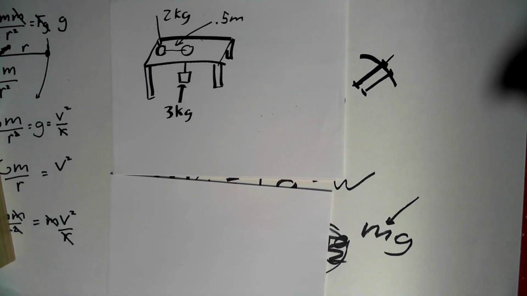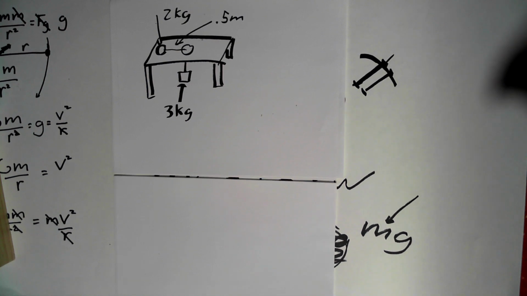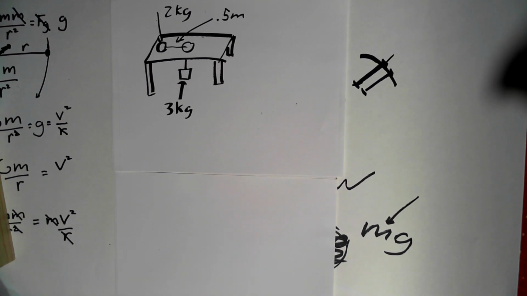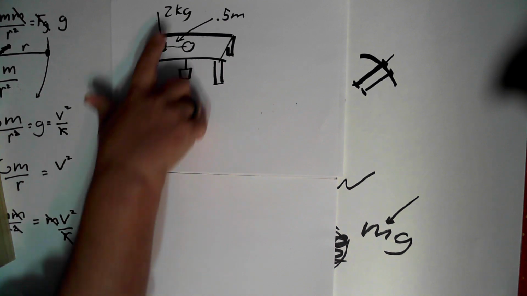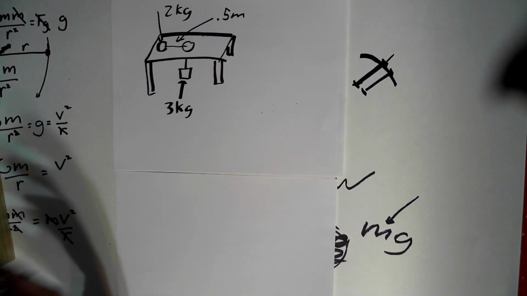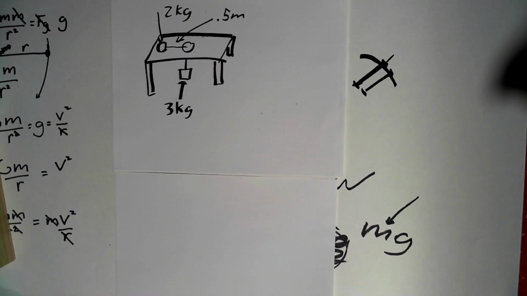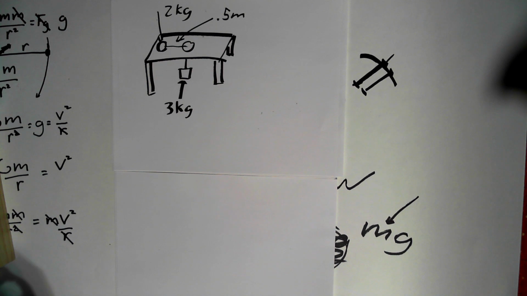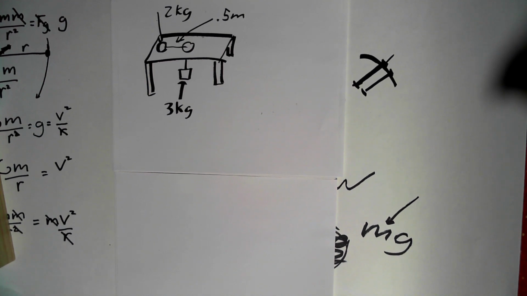So the problem itself is this. I need to determine how fast that object needs to spin, this 2 kilogram object, in order to suspend this 3 kilogram mass. So that 3 kilogram mass is not going to fall, okay? Like always, when dealing with the uniform circular motion problem, it is a force problem. So I will approach it like a force problem.